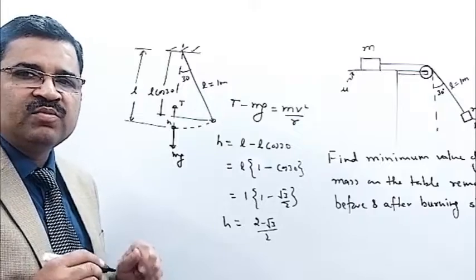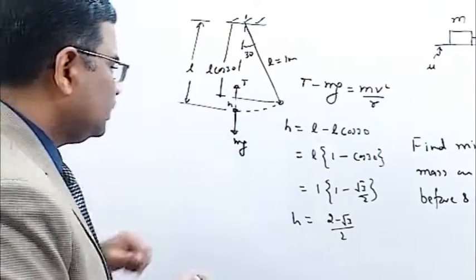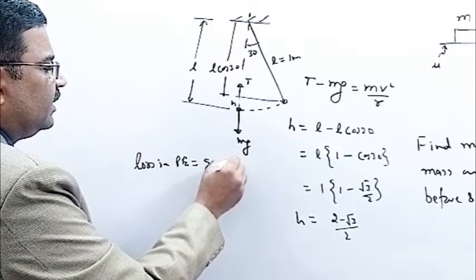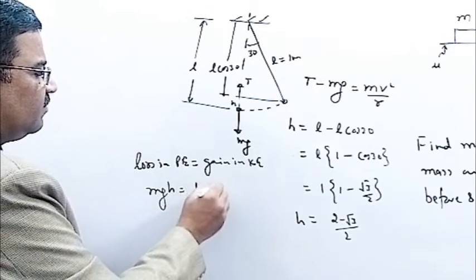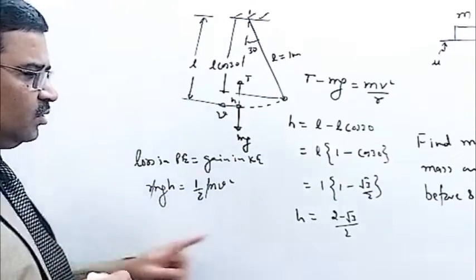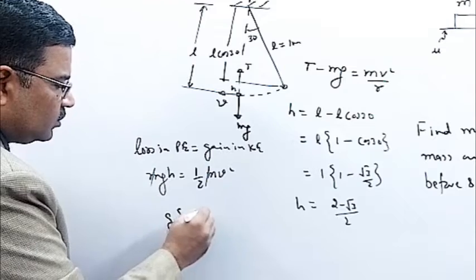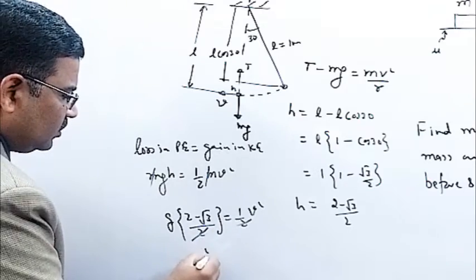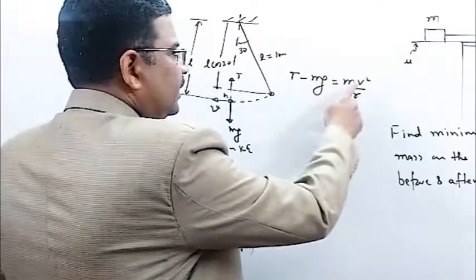Now I apply conservation of mechanical energy: loss in potential energy is equal to gain in kinetic energy. The loss in potential energy is mgh and the gain in kinetic energy is half mv square, where v is the velocity at the lowest point. Now m is cancelled, and the values of h and g I know, so g times (2 minus root 3) by 2 is half v square. This 2 is cancelled, and I get v square is equal to g times (2 minus root 3).